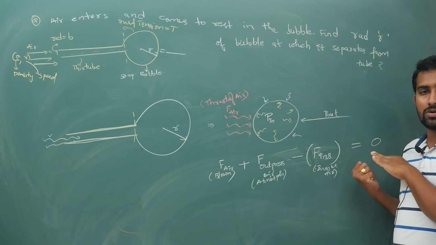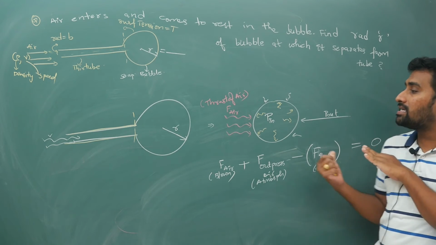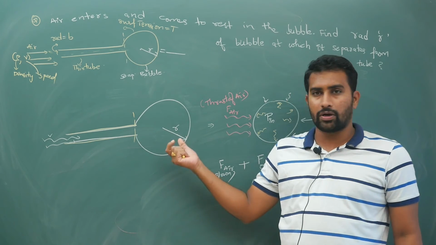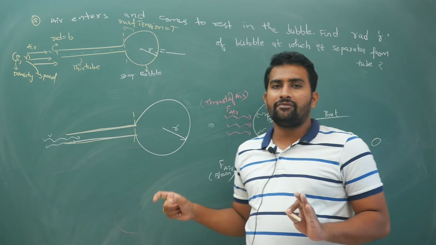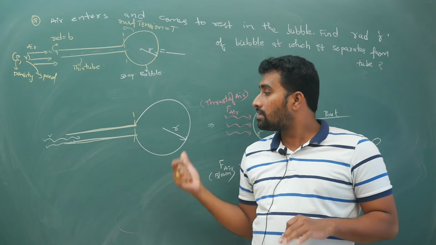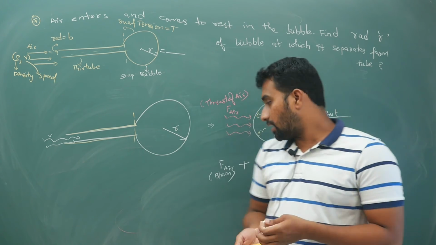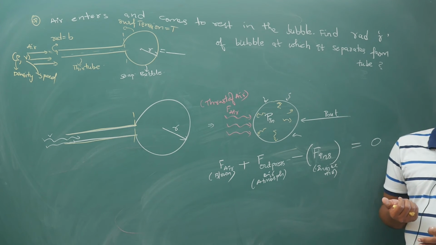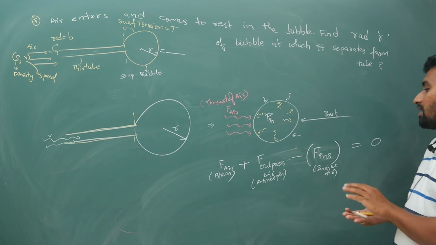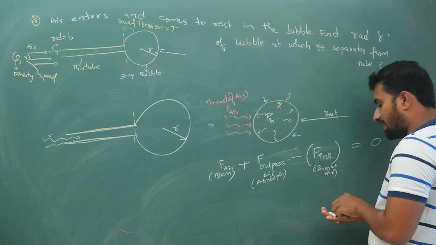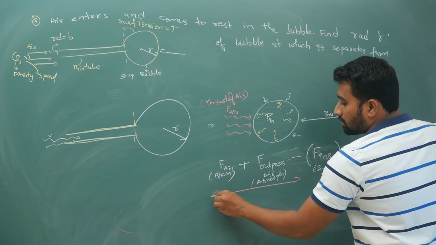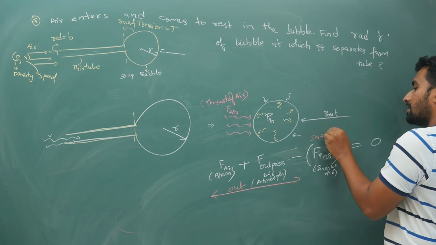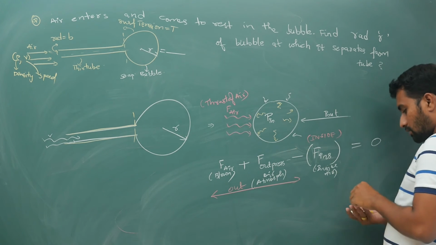If not, this will not be equal to 0, and that force will be balanced by the reaction forces at the edge of the tube. Hope you are getting my point. Your net force will become 0. When net force is 0, this bubble will leave the tube. That force you are supposed to consider. Now observe carefully: this combined part is outside, and this part is inside.